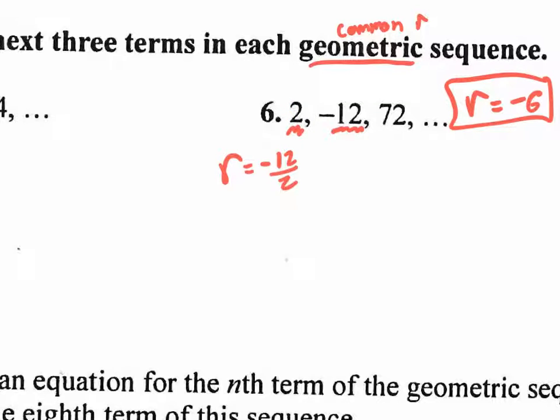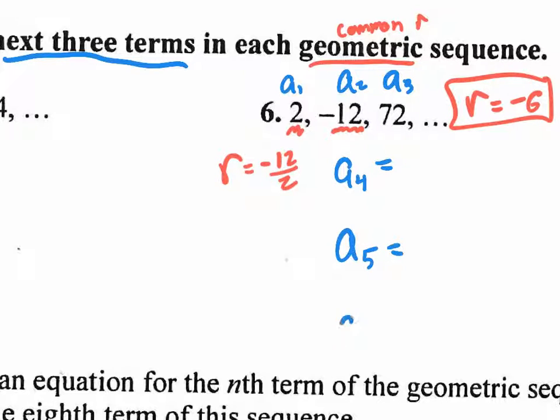Okay? Let me erase this to make... Actually, I'm not going to erase it. I'm just going to write this down. This was my first term, which is a sub 1. This is my second term, a sub 2. This is my third term, a sub 3. And they want us to find the next three terms. So I want to label it a sub 4, a sub 5, and a sub 6. Those are going to be the next three terms on this list.